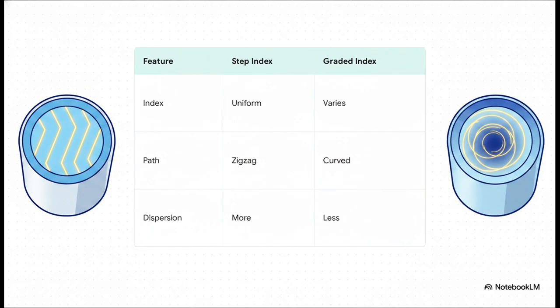But then you have the graded index fiber, which is honestly far cleverer. Its refractive index is highest right in the center and then gradually decreases outward. This brilliant design bends the light continuously, making it travel in a smooth, curved, helical fashion. And that greatly reduces signal distortion, or what we call modal dispersion.